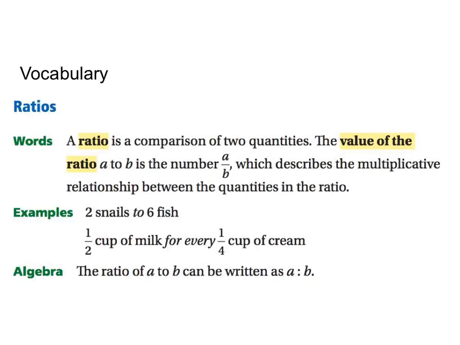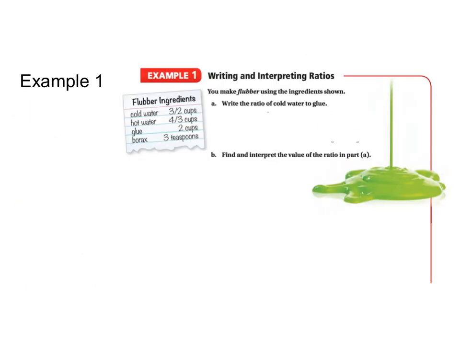So a quick review of vocabulary. Remember that ratios compare two things. Ratios can basically be written three different ways. If we're comparing A to B, we can write A to B, A:B, or A/B. Some examples here: we see 2 snails to 6 fish, or we see 1/2 cup for every 1/4 cup of cream. So again, a ratio is just comparing two different items.